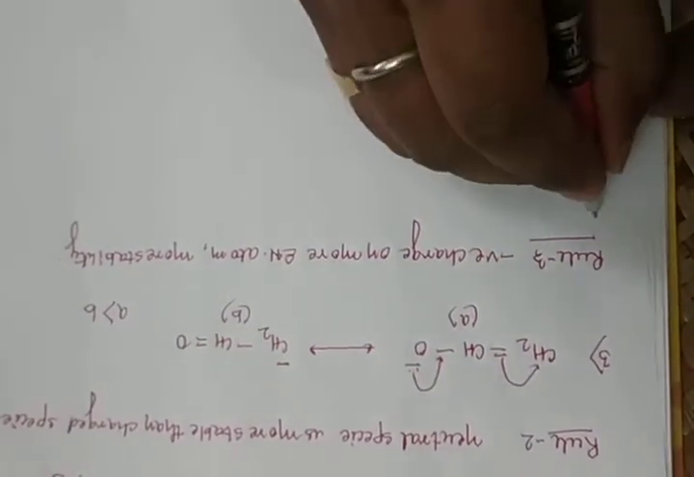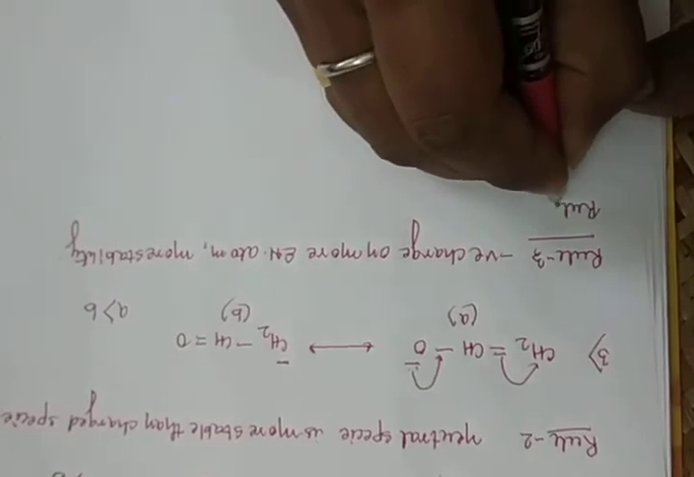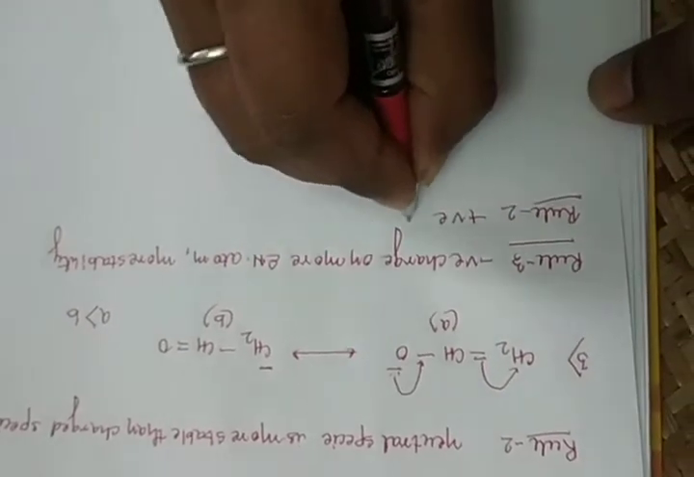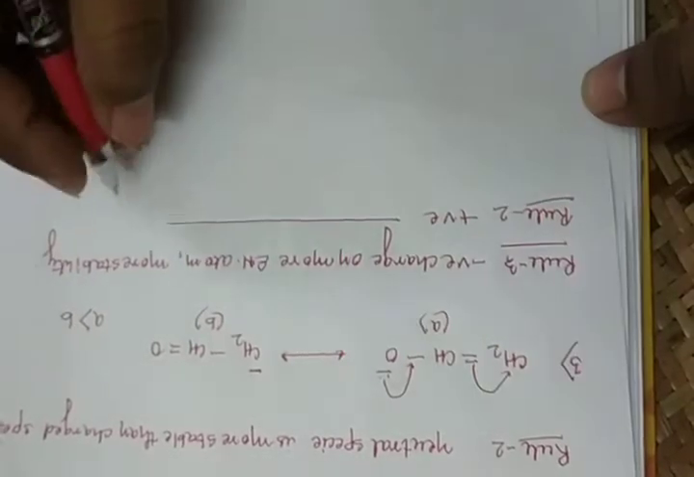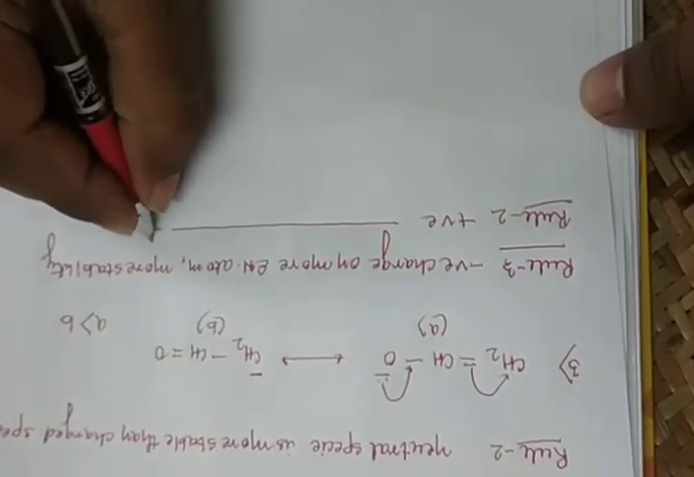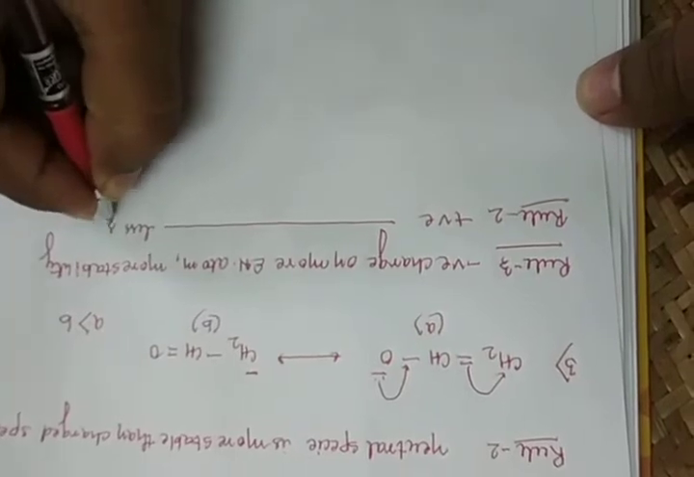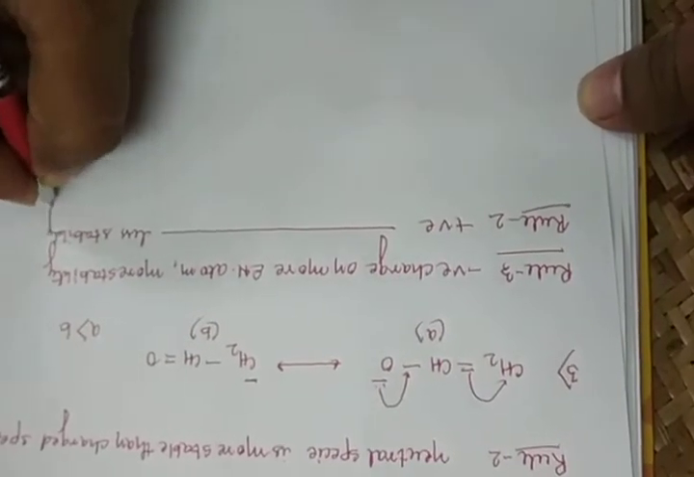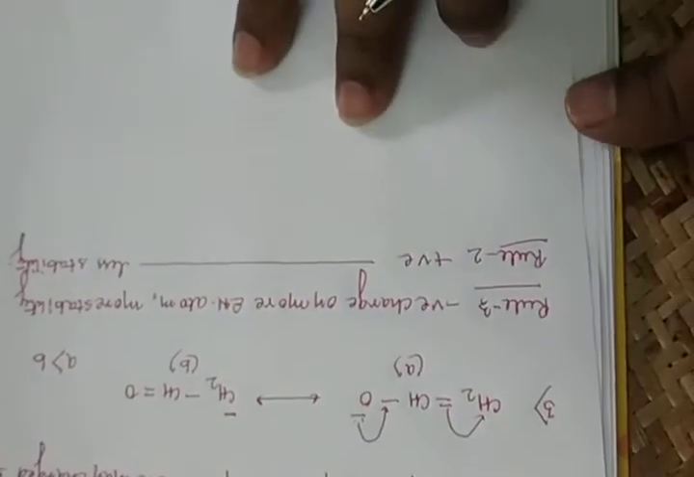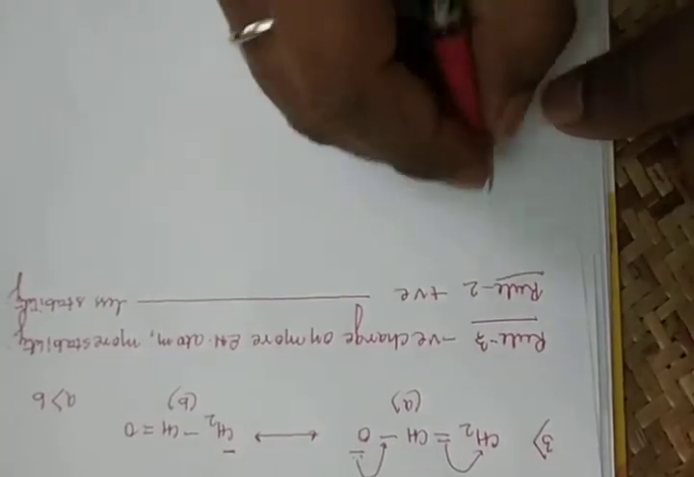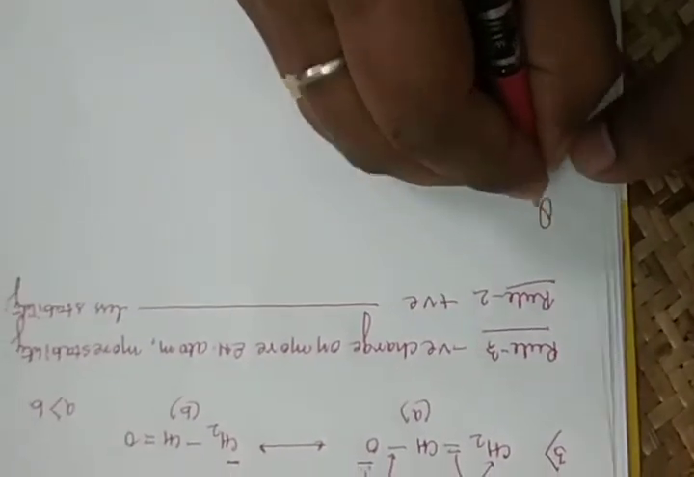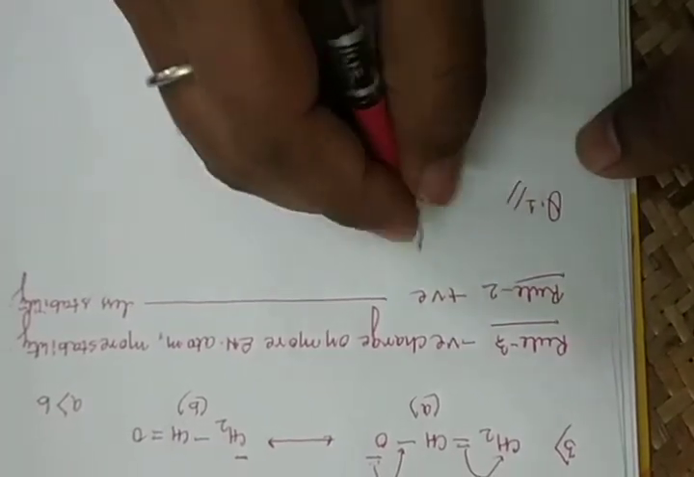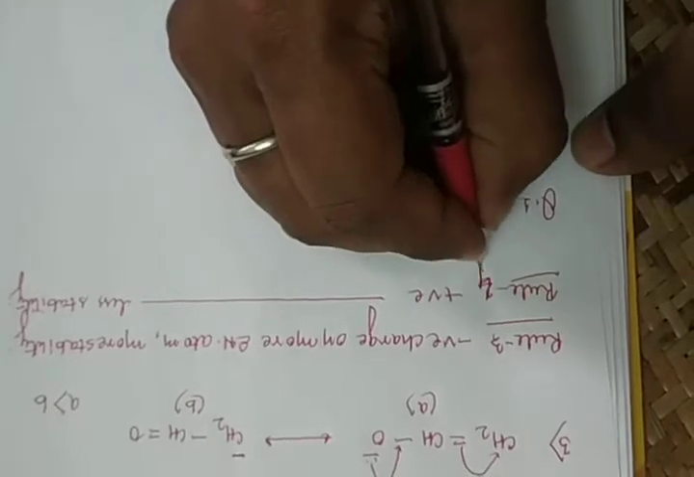Now again there is rule number 4. Rule number 4 is: positive charge on a more electronegative element or atom shows less stability. Yeah, same. Clear? Now suppose you have an example again. Sorry, rule number 4.